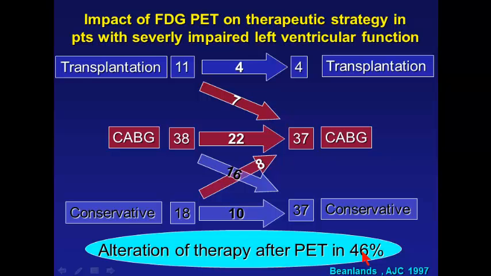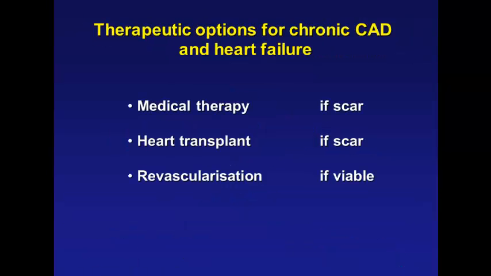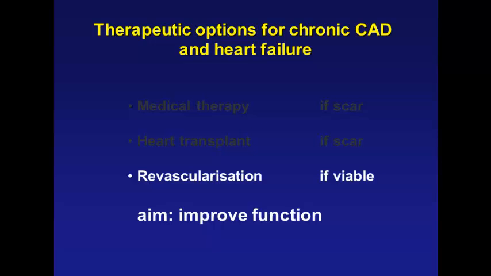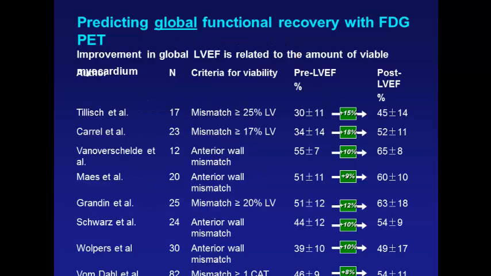It took a while to prove that this improves patients' outcome, and I would like to take you through the data of that. The options for chronic CAD and heart failure, if you prove that there is a scar, was medical therapy and heart transplant, and if you prove that there is viable tissue, it was revascularization, because the aim was to improve the function. And I would like also to take you through some of the thoughts of new results, that this is one aspect, an important one, probably the most important one, but still, not only those who improve function have a benefit, even the others might have a benefit in terms of mortality, and I would like to explain to you why.